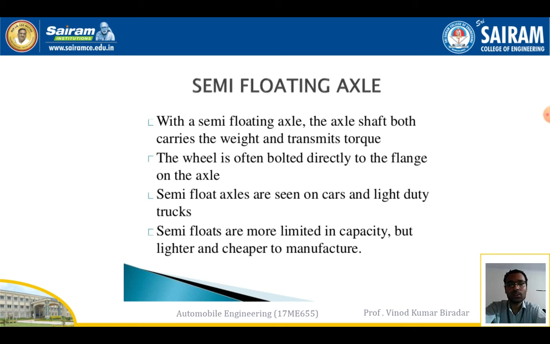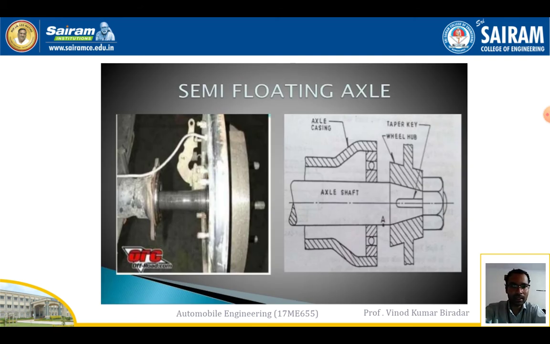They are not used for heavy trucks and sports cars. Semi floating axles are more limited in capacity but lighter and cheaper to manufacture. So they are used in almost all lighter vehicles because manufacturing is cheap and the cost is less. The shape is like this. On the right hand side is a 2D diagram showing vehicles where the semi floating axle is used, along with the vehicle picture. This is the shape of the semi floating axle shaft.